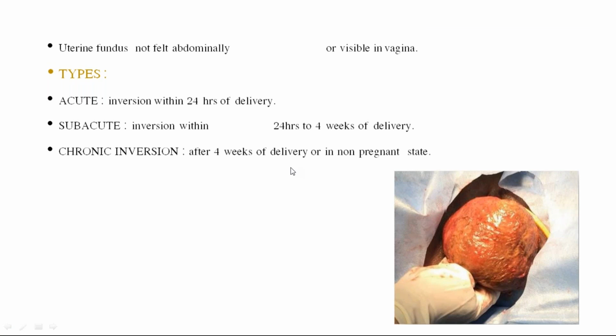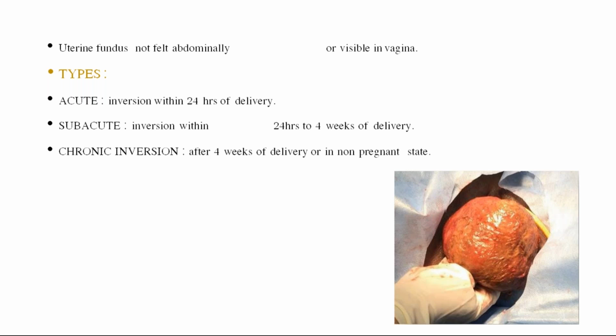So what is uterine inversion? This is a third stage of delivery complication, fatal to the mother. What will happen? The fundus of the uterus, which is inside, will be outside. Instead of inside, it will be outside. The fundus of the uterus will be outside.